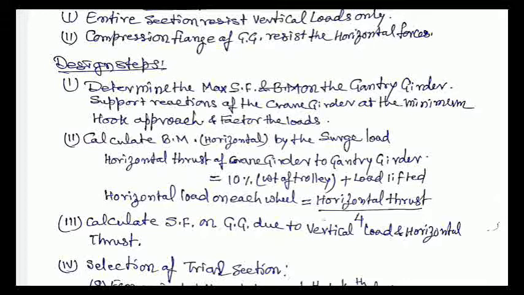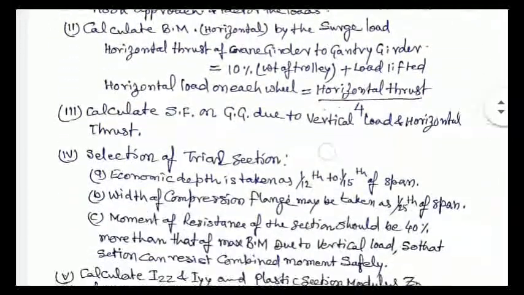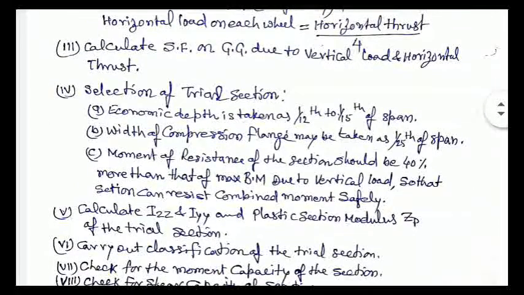Horizontal thrust of the crane girder to the gantry girder is taken as 10% of the total load of trolley weight plus load lifted. Like this we can find out the horizontal thrust or surge load. Then step third, calculate shear force on the gantry girder due to vertical load and horizontal thrust. After calculating shear force, we have to try a section.